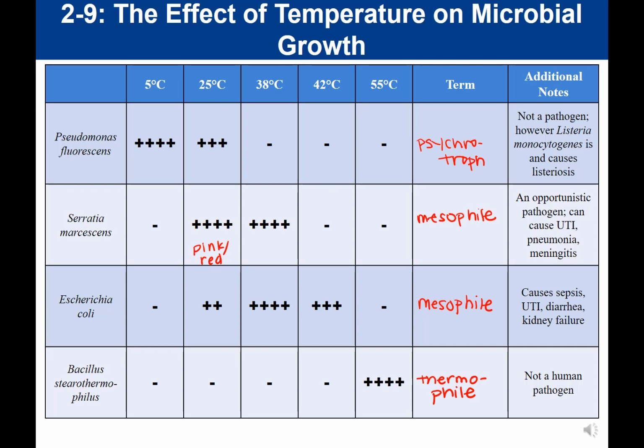So it grows best at higher temperatures. Again, just like psychrotrophs, thermophiles are not usually pathogenic, and that's because they don't grow well at human body temperature. And so Bacillus stearothermophilus is not a human pathogen. It doesn't cause disease, and that's because it doesn't grow at human body temperature.